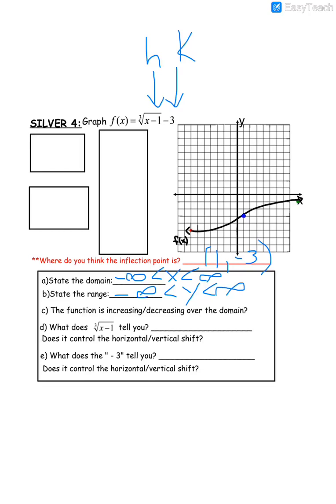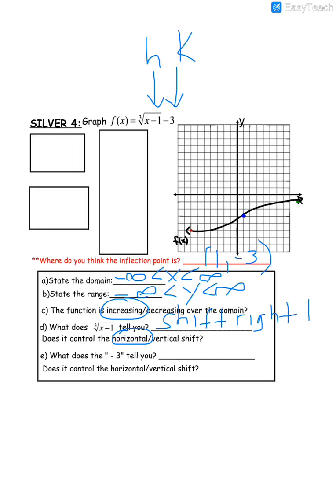Is the function increasing or decreasing? Still increasing. What does the square root of x minus 1 tell you? Does it control the horizontal or vertical shift? The answer, it's shifting it horizontally, and it tells me shift right 1, because the inside is lying.